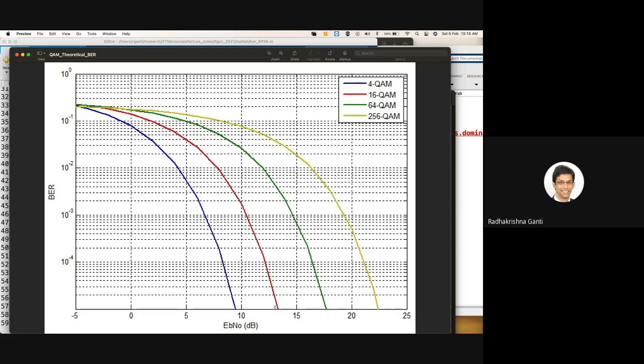Any questions before we proceed? What is the physical significance of this? If we add 1 bit, we'll have to increase the Eb/N0?